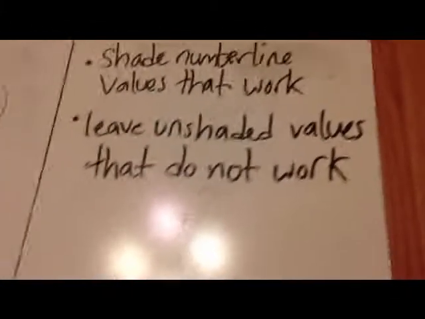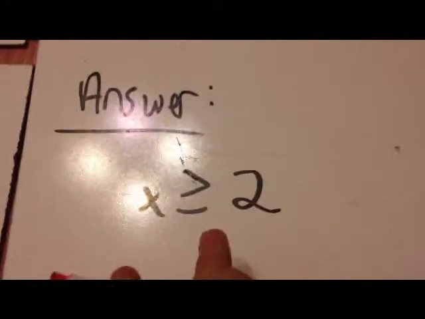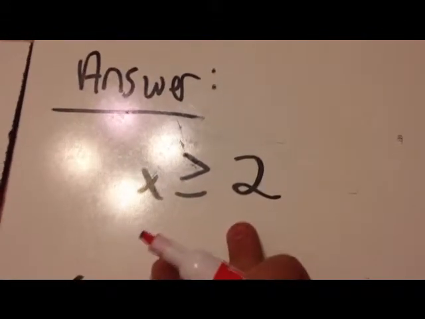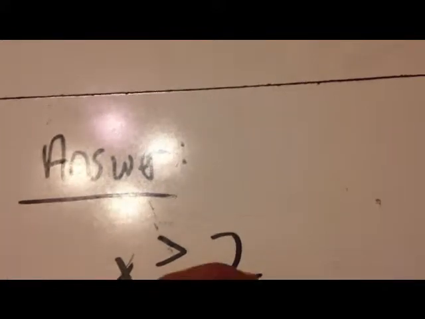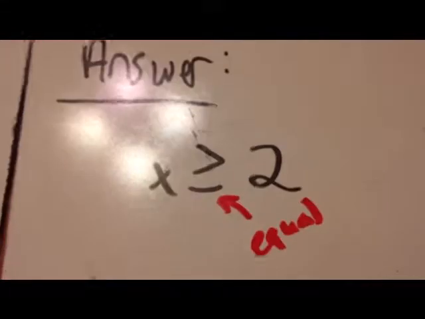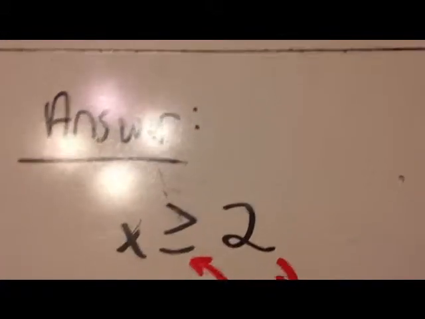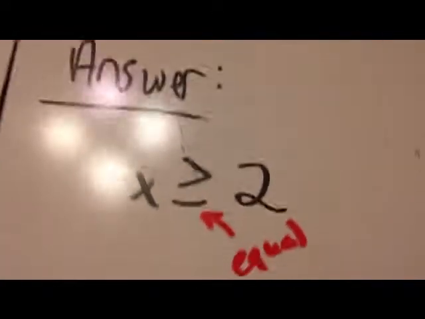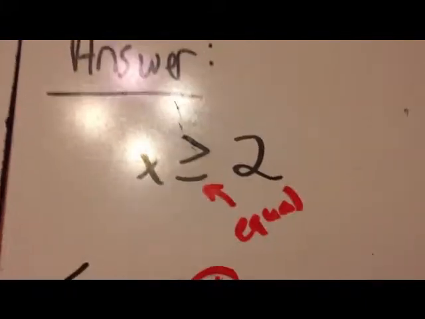So now we're going to go ahead and graph our answer. Remember, you shade the number line values that work, but leave unshaded values that do not work. So in this case, here we got our answer, which was x is greater than or equal to 2. Again, that line means or equal to. So the first thing you do is plot the number in the problem, which is 2. Okay, and you put a circle there. Does 2 work? You ask yourself the question, well, x can equal 2, so you shade in 2.